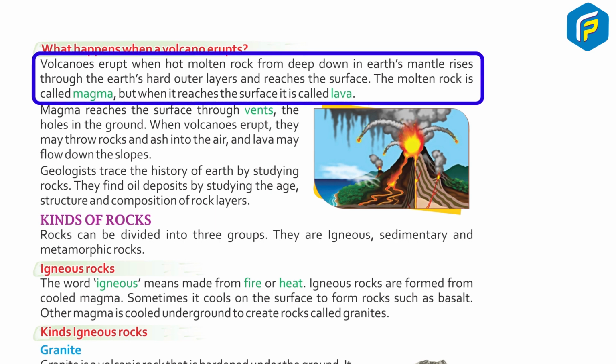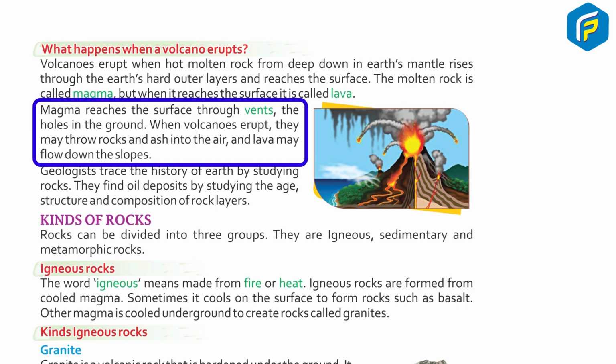Volcanoes erupt when hot molten rock from deep down in the earth's mantle rises through the earth's harder outer layers and reaches the surface. The molten rock is called magma, but when it reaches the surface it is called lava. Magma reaches the surface through vents, the holes in the ground. When volcanoes erupt, they may throw rocks and ash into the air. The lava may flow down the slopes.